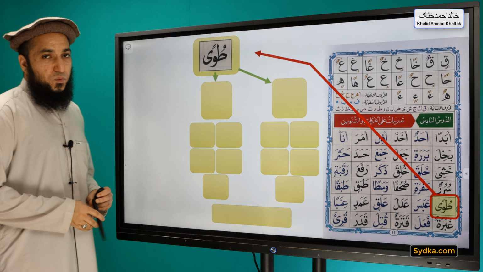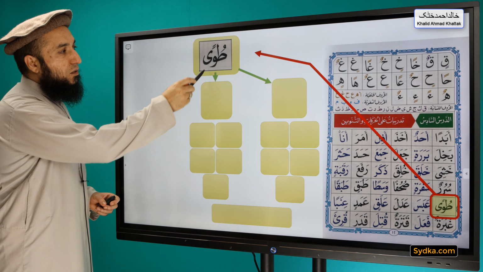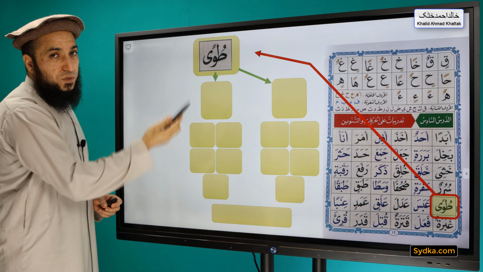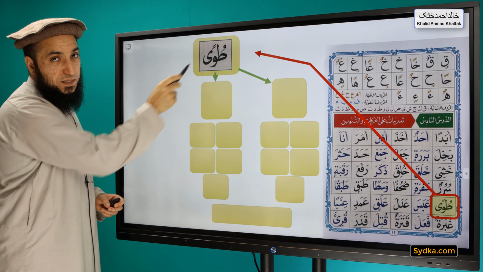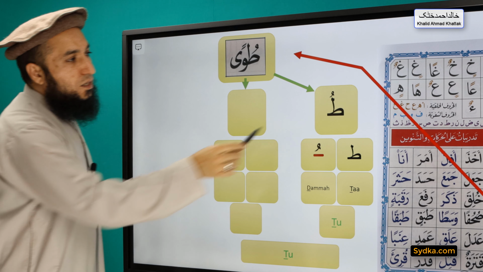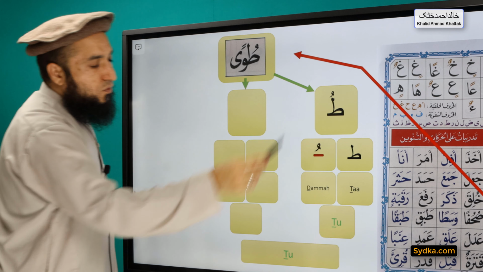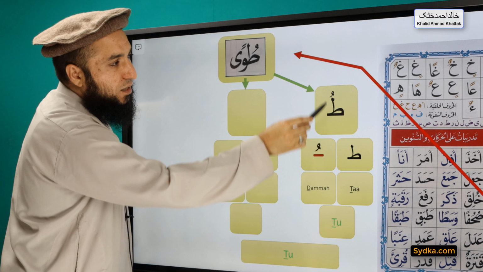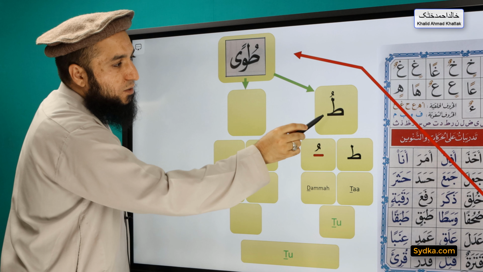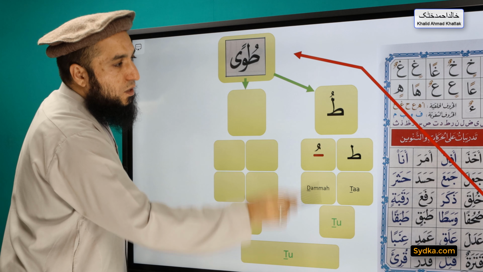The first word we have is tuwan. It has two syllables and this ya is silent. The first syllable is ta dhamma tu. Ta is not silent and we have dhamma on top of it. Ta dhamma tu.